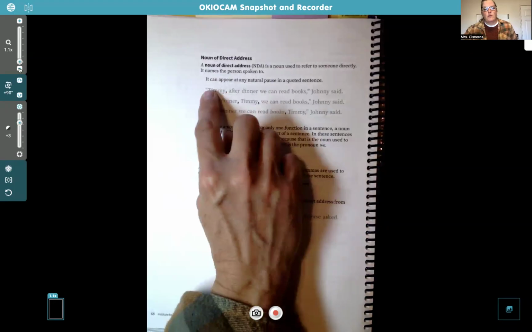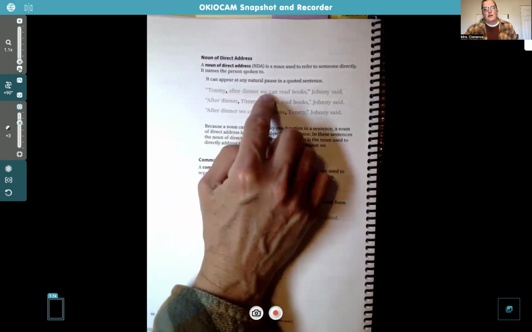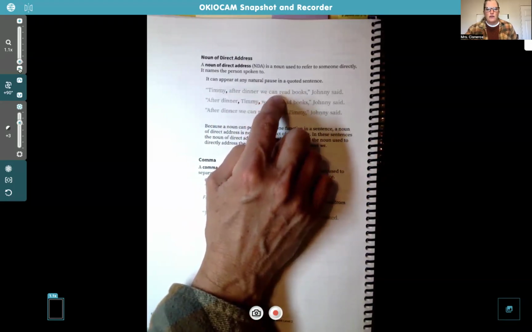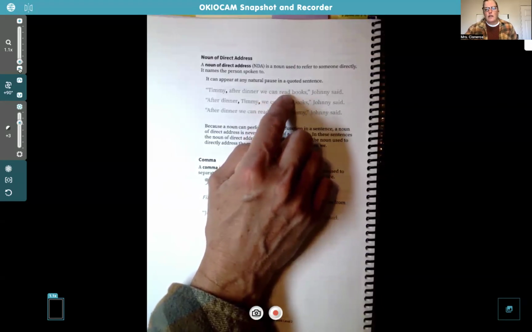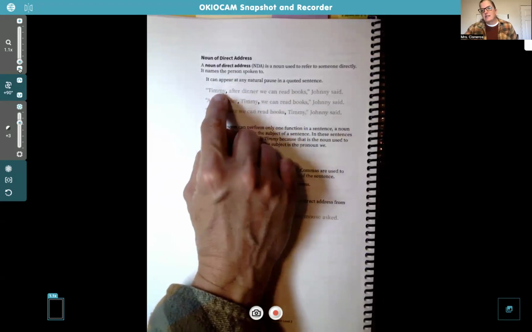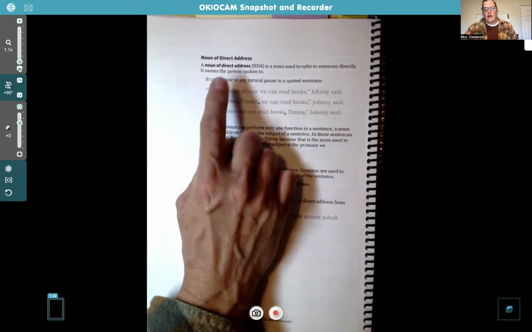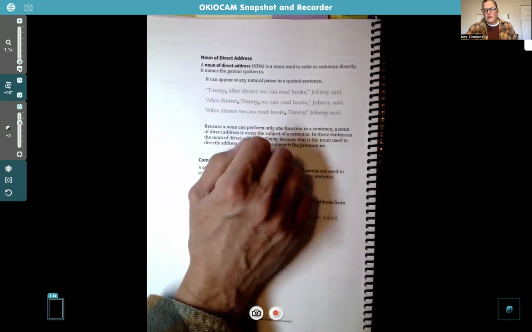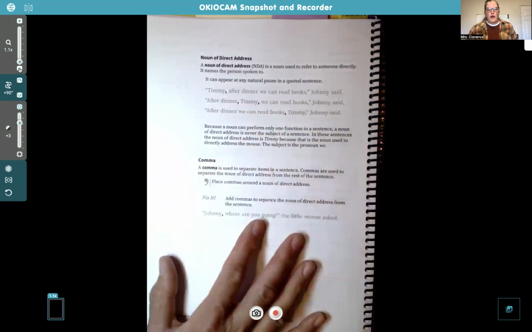So let's look at this example up here. "Timmy, after dinner, we can read books." The verb is can read. That's a helping verb. The action verb is read. Can is the helping. So we know those are the verbs, right? Can read. And if we ask who can read, we can read. We is the subject, not Timmy. That's just the noun of direct address. That is not the subject. And the same is true for the next 2 examples. The subject is we in all of them. Okay, so just remember that.